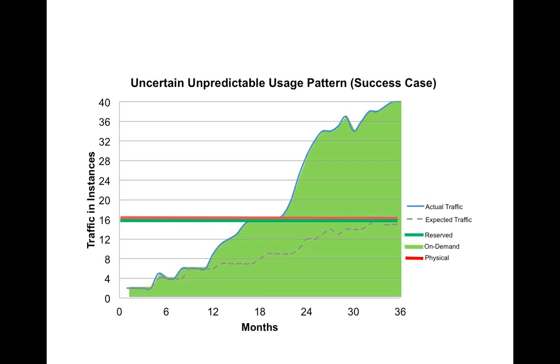If you did on demand, you would just be paying for exactly what you needed. So it would be growing over time, as you can see here. It starts off really slow, and at the end you have 40 instances running, way over the 16 that you predicted as your peak.